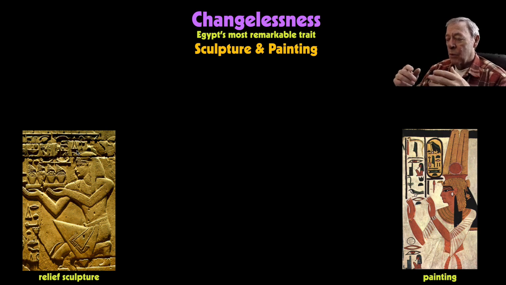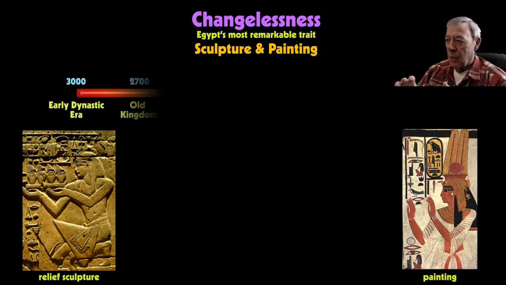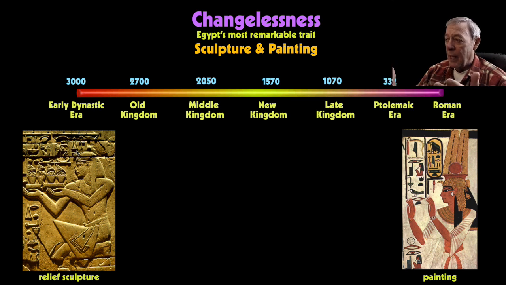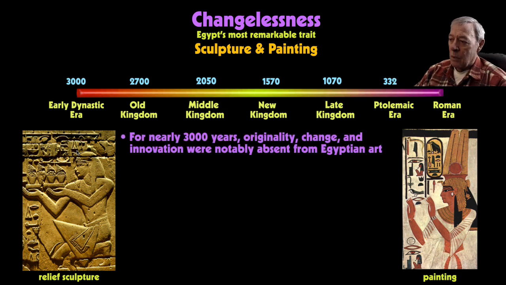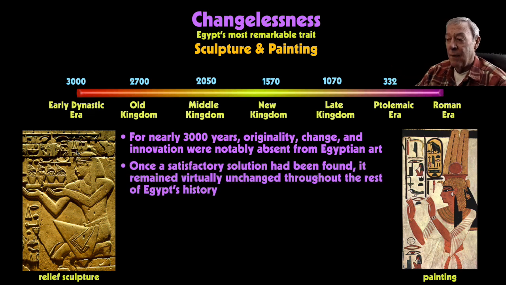So the thing that's most remarkable from the point of view of historians is how long Egypt lasted. So here's our timeline from 3000 BC to 30 BC, so 3,000 years of time. So for nearly 3,000 years, originality, change, and innovation were notably absent from Egyptian art. So apparently, once a satisfactory solution artistically had been found, it remained virtually unchanged throughout the rest of Egyptian history.